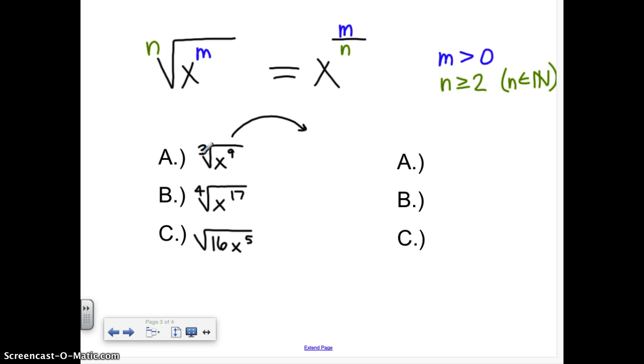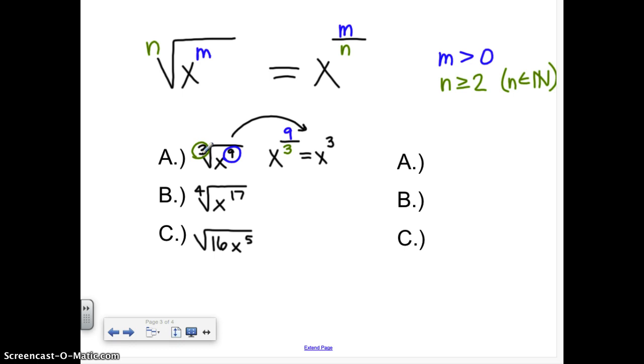I need to know what the index is, and I need to know if there's any exponents on any of my radicands, the numbers under the radical. So when I see that, I go, okay, I see my 9, I see my 3. Why did I write equals? That was dumb. x to the 9 over 3. Now, you're all brilliant people. You know 9 divided by 3 is 3. So then really I can simplify that to be x to the 3rd.